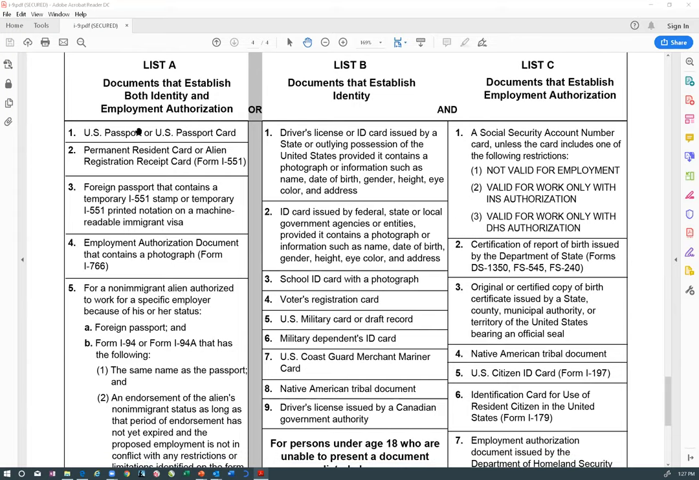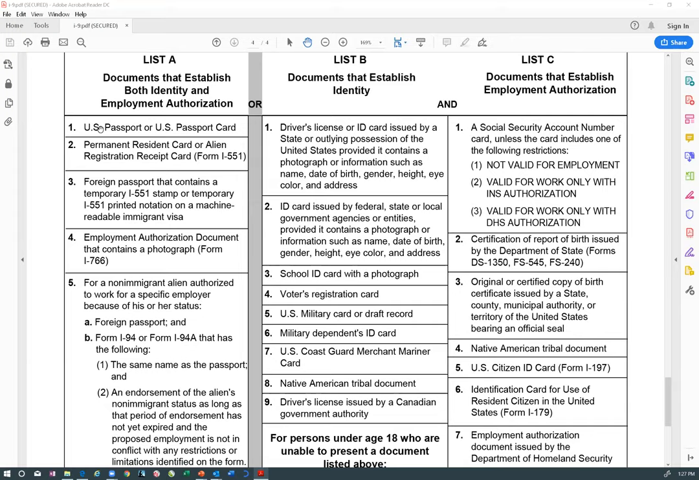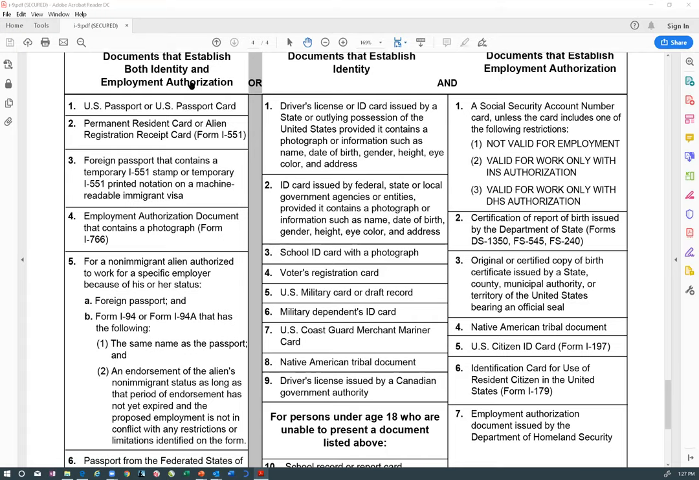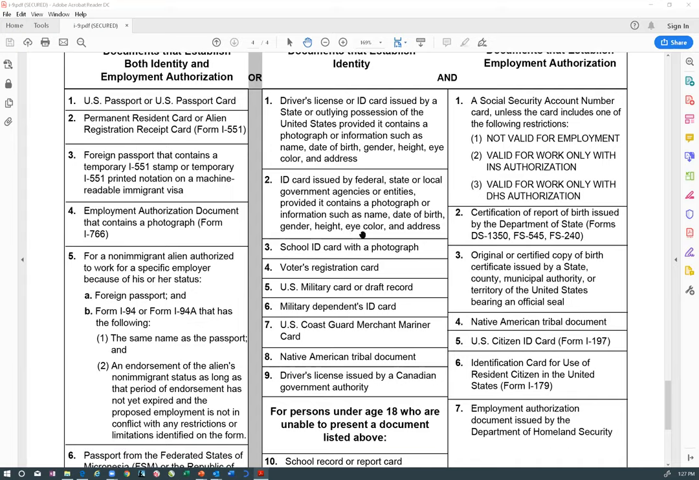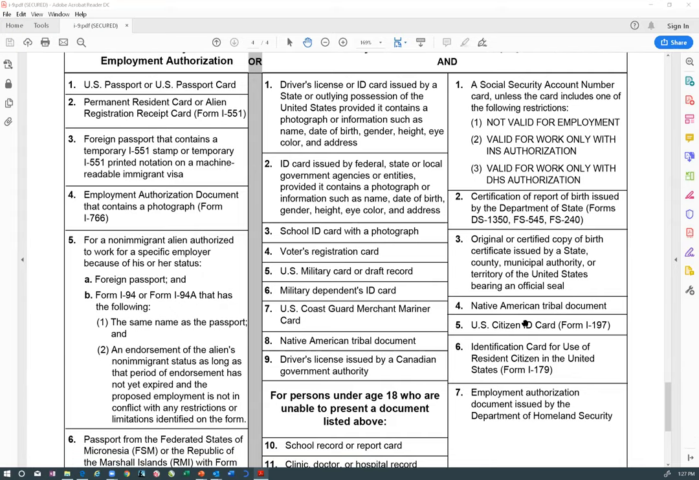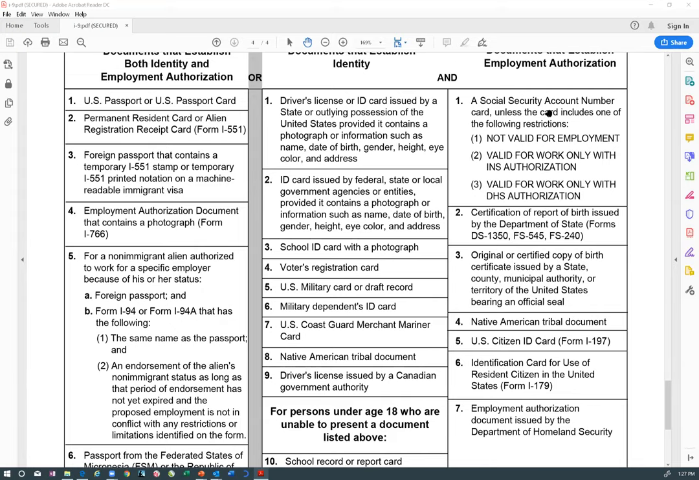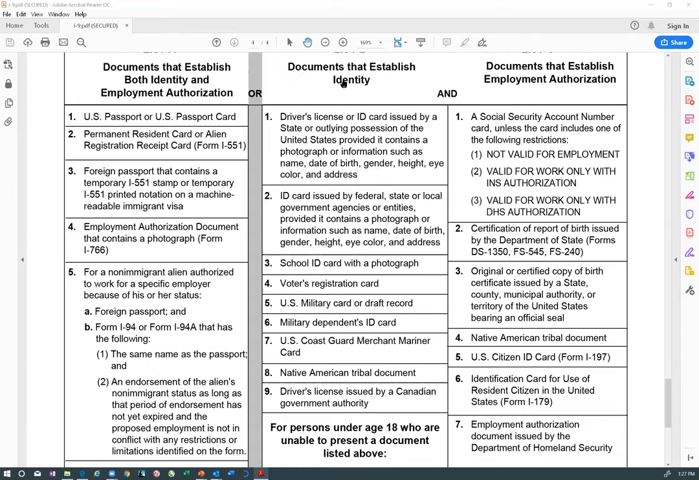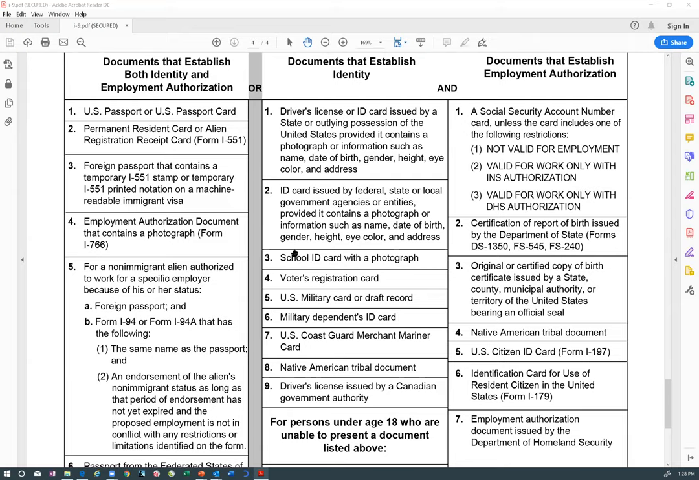So what happens is this establishes both a U.S. passport, which allows you to work and be here, and a permanent resident card or alien resident receipt card, which allows you to work here and establishes your identity. Or you need to have an individual one, which is a driver's license and typically the Social Security account number, and that will have everything unless it says not valid for employment or valid for work with DHS authorization. That actually makes it really limited, because this establishes your identity, and this establishes your work ability.